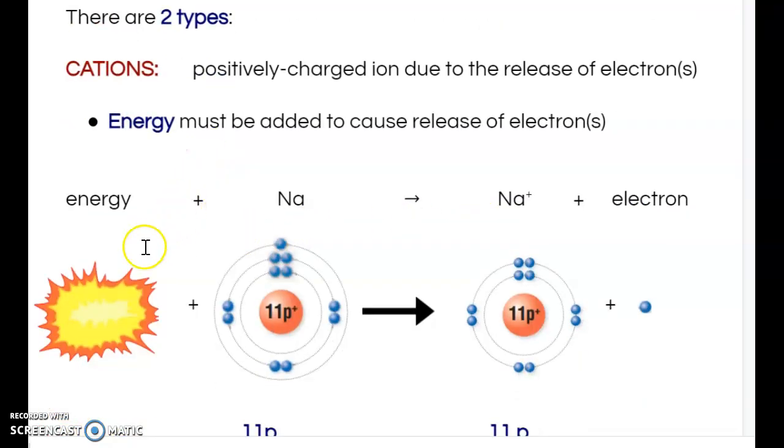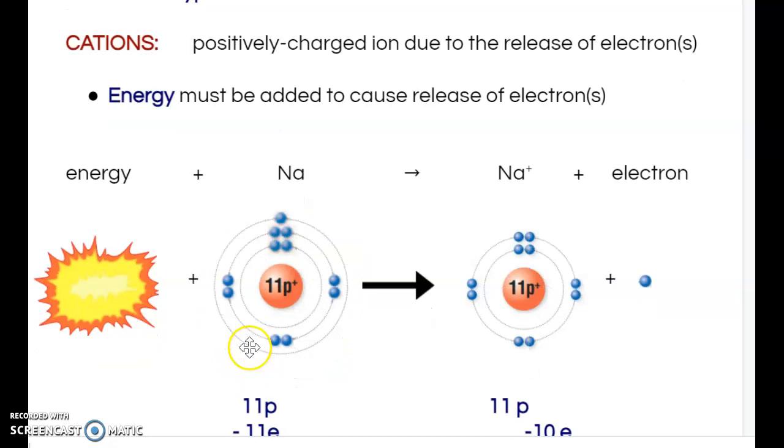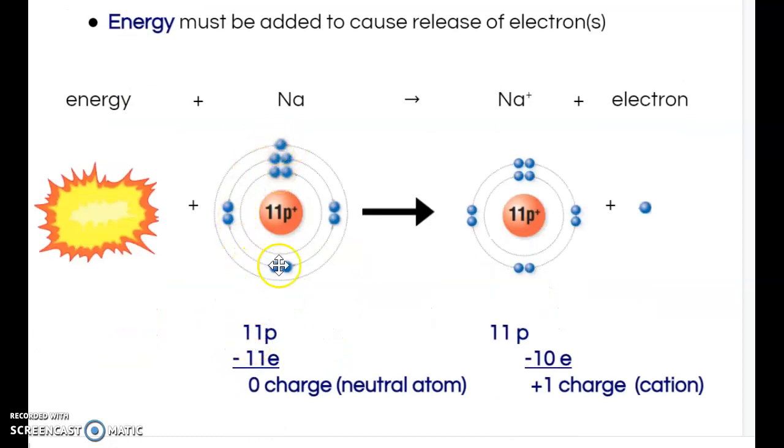But what happens with a cation is that energy is added. This is sodium's Bohr-Rutherford diagram with a neutral charge. We can call this an unstable, neutrally charged sodium atom. You have 11 protons in the middle, and 11 electrons along the outside: 1, 2, 3, 4, 5, 6, 7, 8, 9, 10, 11. But there's that one electron right up here where the sodium's like, I don't want this. I want to get rid of this.